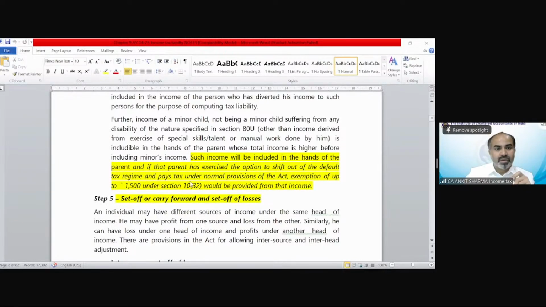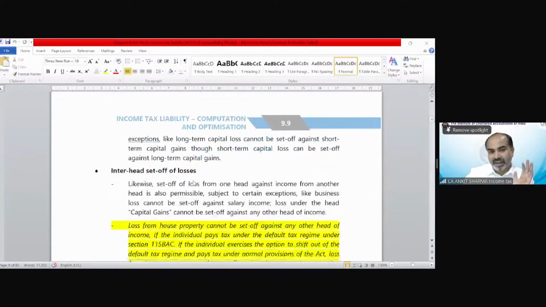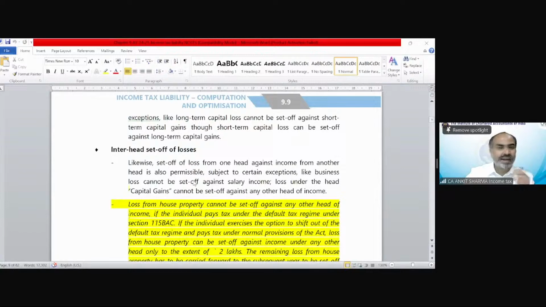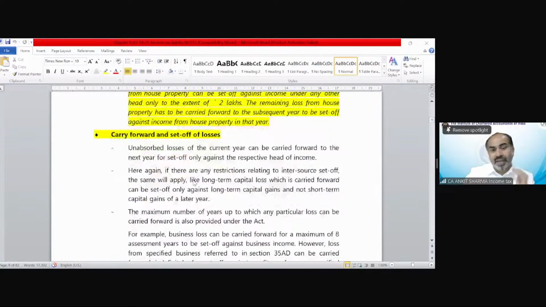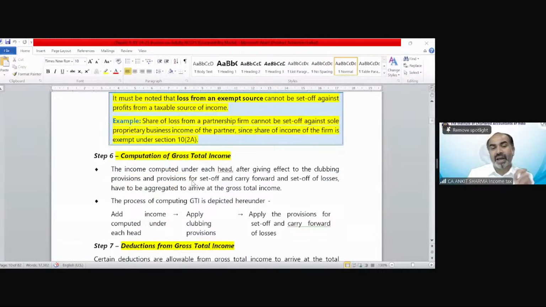Well done. Now after step number 5, we will be at our GTI technically. That is intra head, inter head, carry forward provisions. After applying these provisions, we arrive at our gross total income. Gross total income means all heads of income totaled, applying clubbing provision, applying set off provision, and whatever we are left with, that will be called my gross total income.